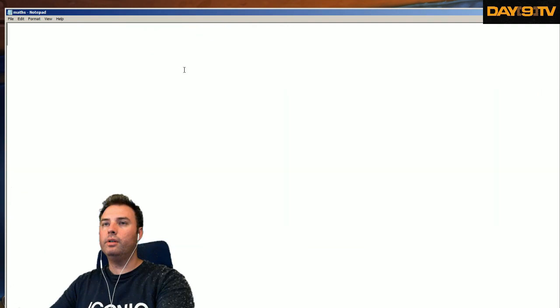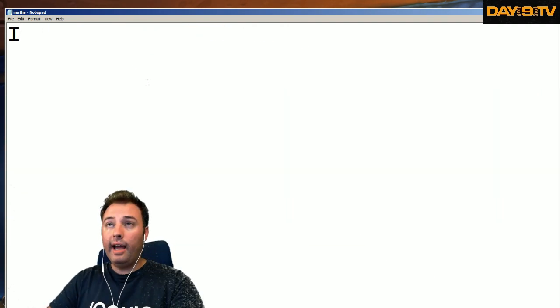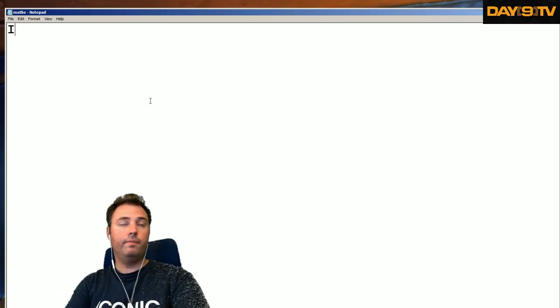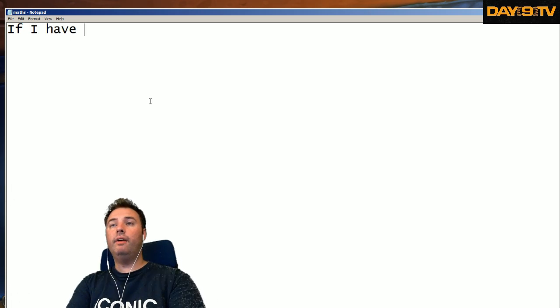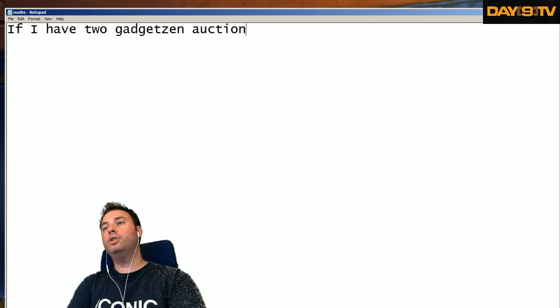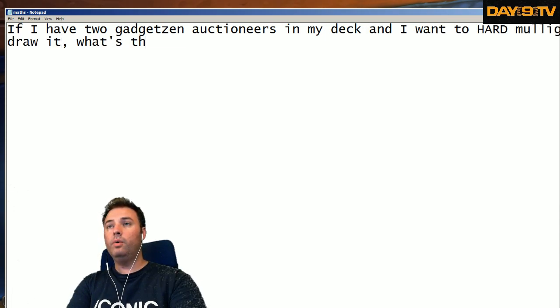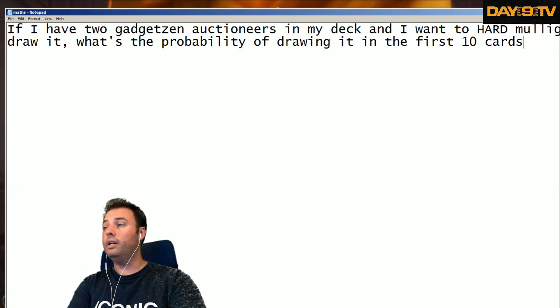This is a great question. I actually need to decrease the font size. I actually have the solution for this. If I have 2 Gadgetzan Auctioneers in my deck and I want to hard mulligan to draw it, what's the probability of drawing it in the first 10 cards?